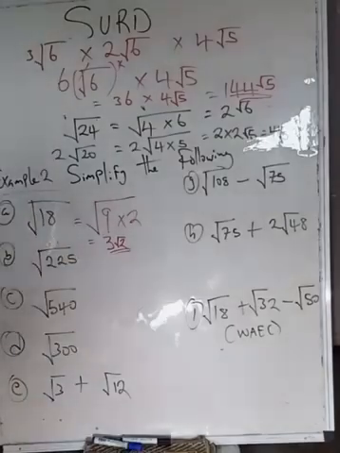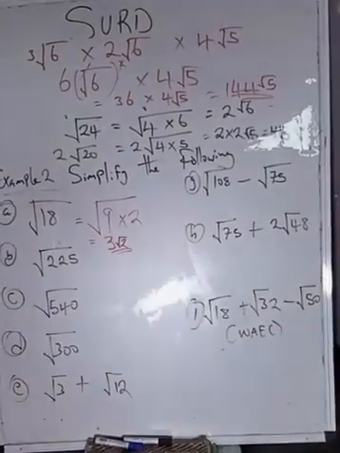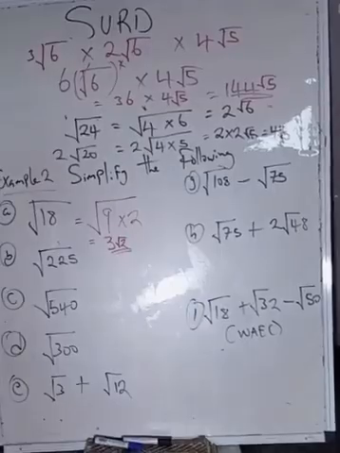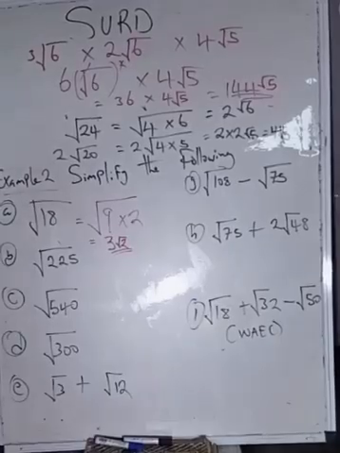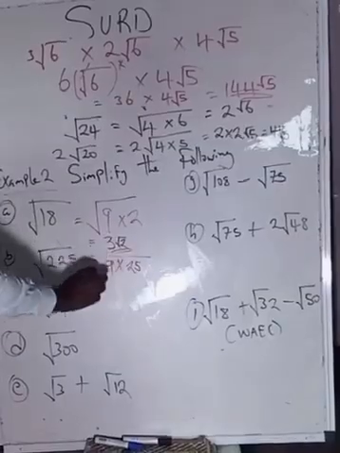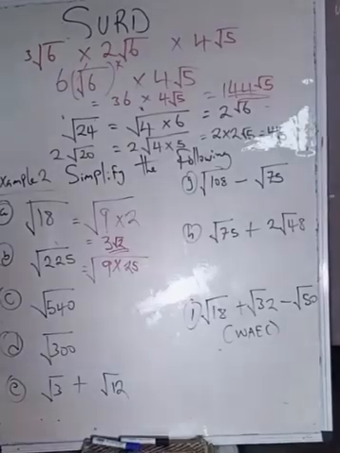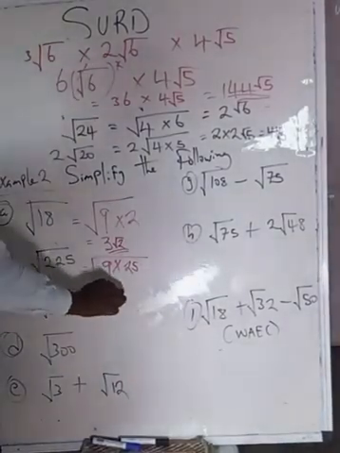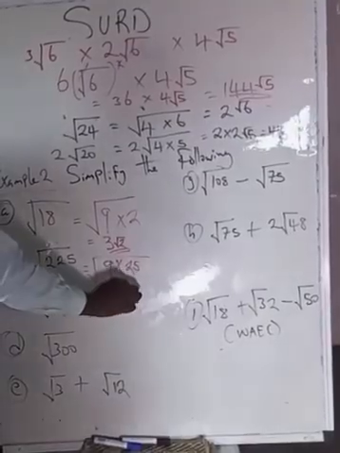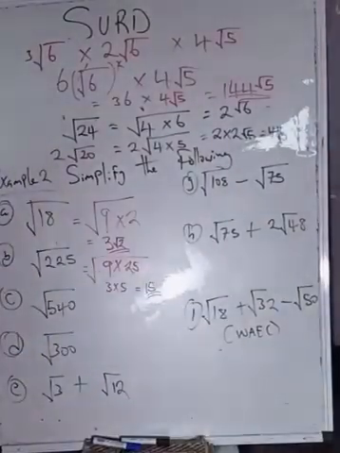The next one is square root of 225. So we look at two factors of 225, in which one of them should be a perfect square, and that will be 9 times 25. So this will be equal to square root of 9 times 25. Fortunately for us here, both of them are perfect squares. 9 is a perfect square, and 25 is also a perfect square. The square root of 9 is 3, and the square root of 25 is 5. So our answer is 3 times 5, which is equal to 15. Our answer is a rational number.